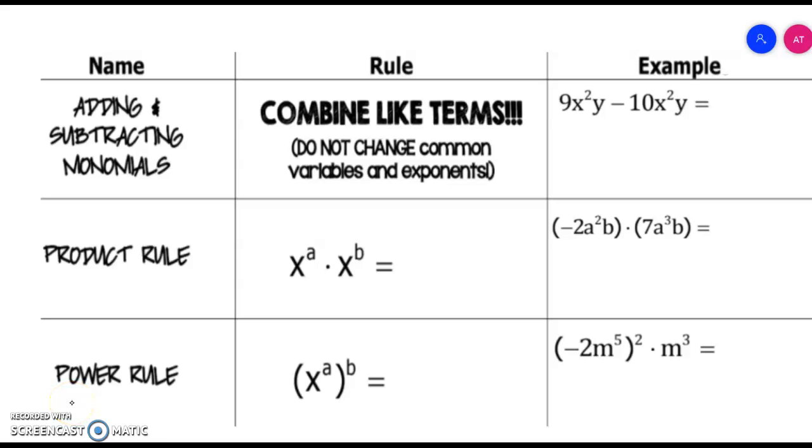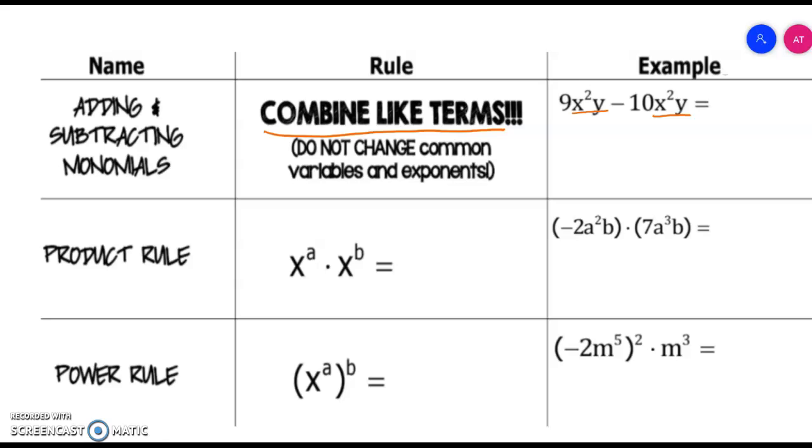Today we're going to be looking at exponent rules, and we're going to go over the 6 different types. So the first one is adding and subtracting monomials. And if you remember what that rule was, it was combining like terms. So do not change the common variables and the exponents. What that means is I'm not going to change this x squared and this y.